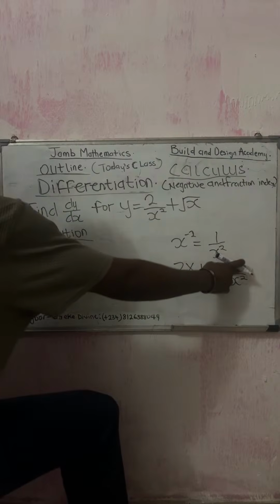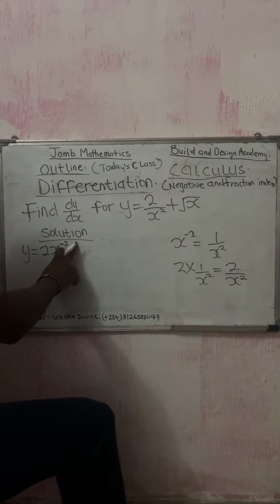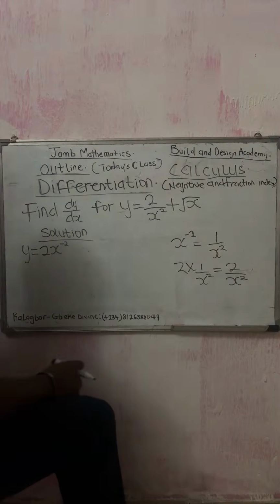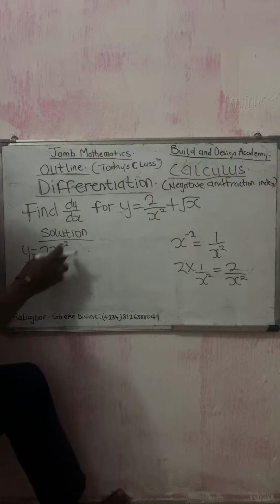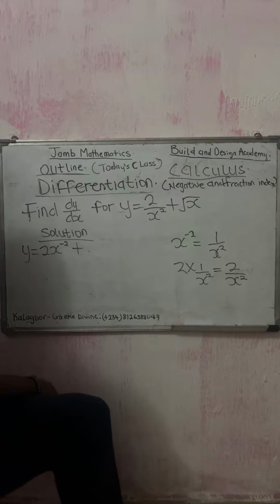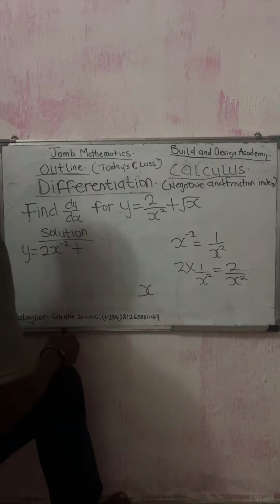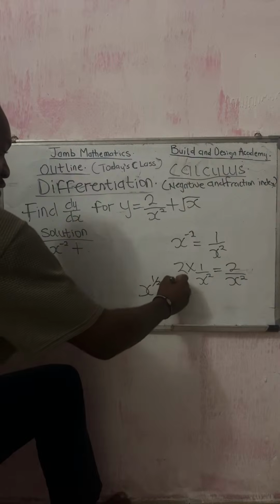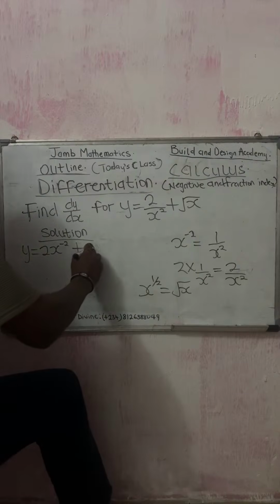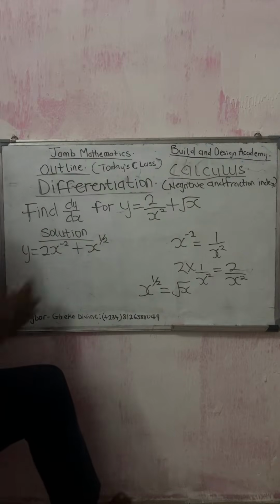Now, instead of putting 2 over x squared, we reverse it and we will have 2 times x raised to the power minus 2. X raised to the power minus 2 is 1 over x raised to the power 2. So understand how we got 2x raised to the power minus 2. Now, plus, from our law of indices for the fractional index, we know that x raised to the power 1 over 2 is the same thing as root x. So instead of writing root x, we will write x raised to the power 1 over 2.